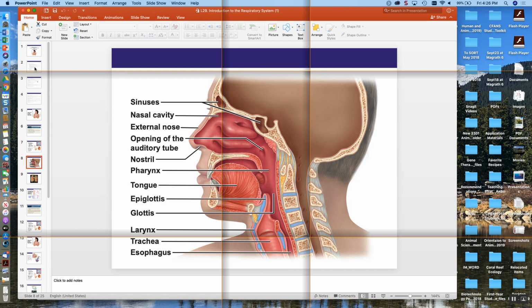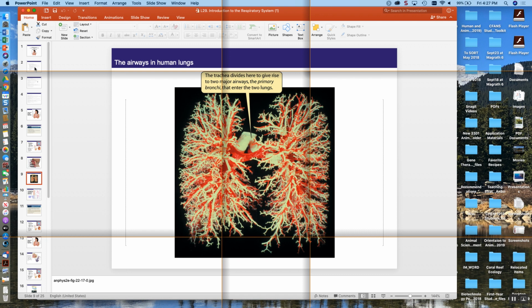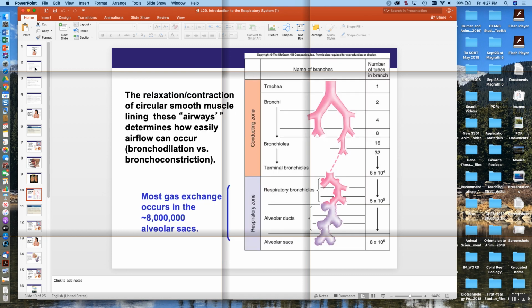So this is the slide that I told you, please memorize. It's a very easy slide, but I'm amazed at how many people get the conducting zone and the respiratory zone mixed up. Okay? So the trachea splits into two bronchi, and then it continues to branch into bronchioles. Terminal bronchioles are the end of the conducting zone.